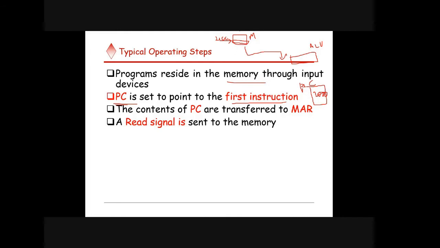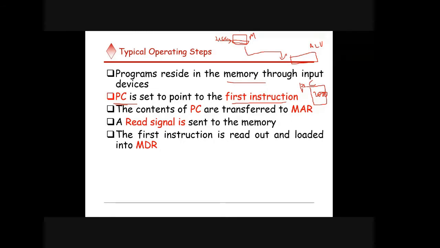So once the program counter content is transferred to MAR, the control signal will generate a read signal and send it to memory. So the memory unit will get to know that, okay, whatever is residing in 2000, the content of MAR, that corresponding address value I should give to the processor. And the first instruction is read out and loaded into MDR. The memory unit understood that the value present in the 2000 memory location, I should transfer back to the processor.